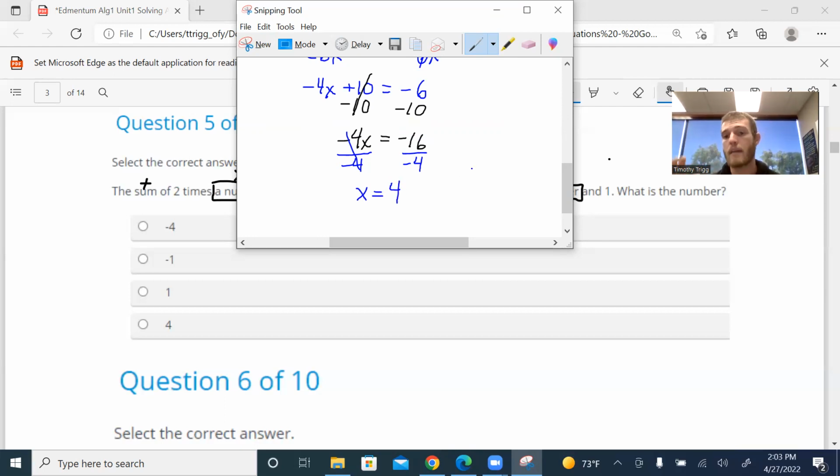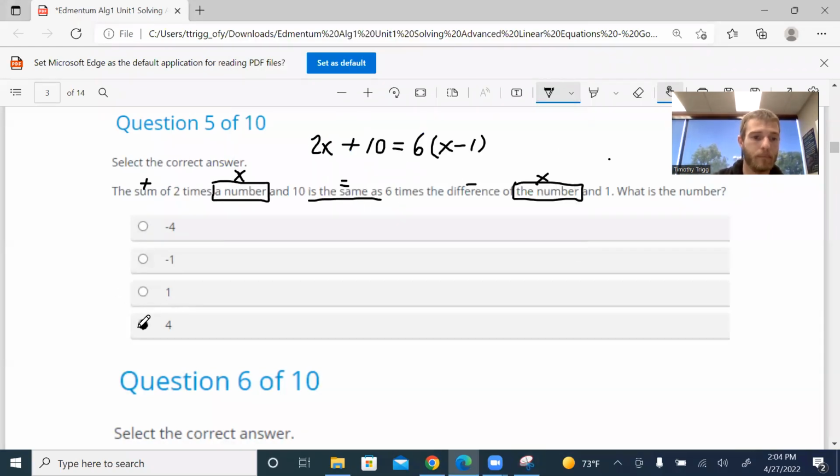Just like a negative times a negative is also positive. Multiplying and dividing both follow that rule: a negative times a negative or a negative divided by a negative is always positive. Okay, so x is 4. Here we go.